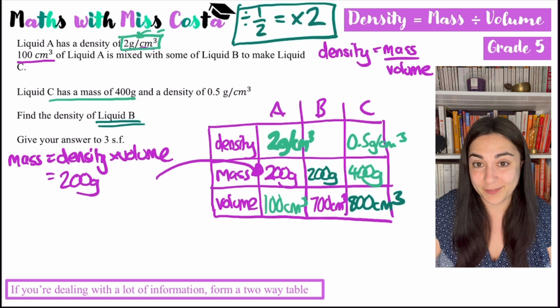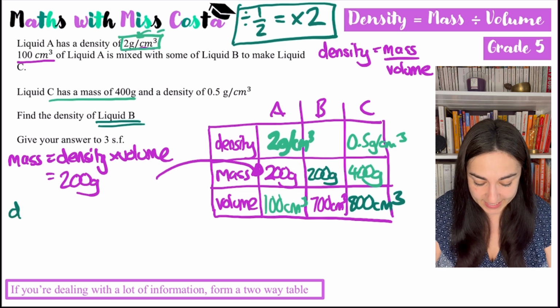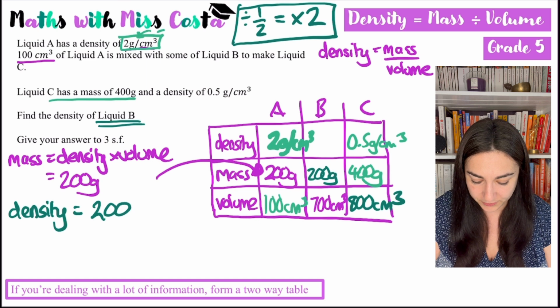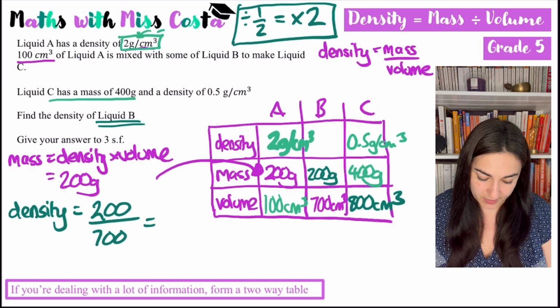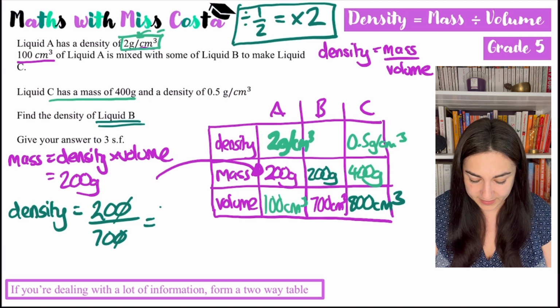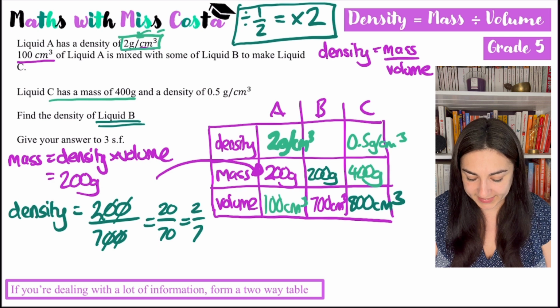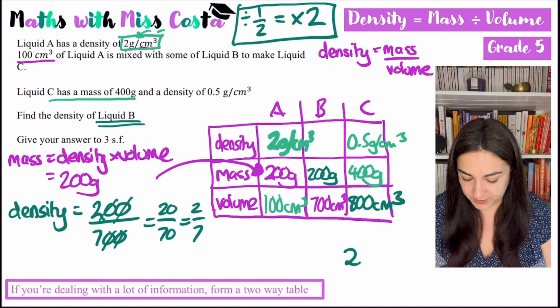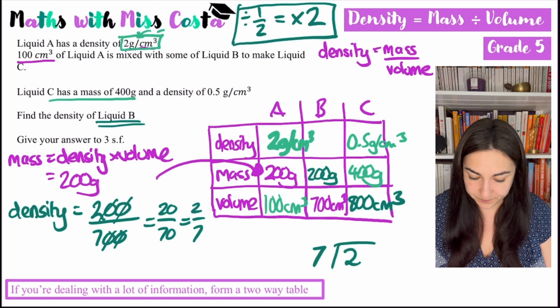So now I have the pieces of information that I need. How do I work out density? Density is mass, which is 200, over volume, which is 700. So it says give your answer to 3 significant figures. That would simplify. Divide by 10 would be 20 over 70. Divide by 10 again would be 2/7. So I can do 2 divided by 7.